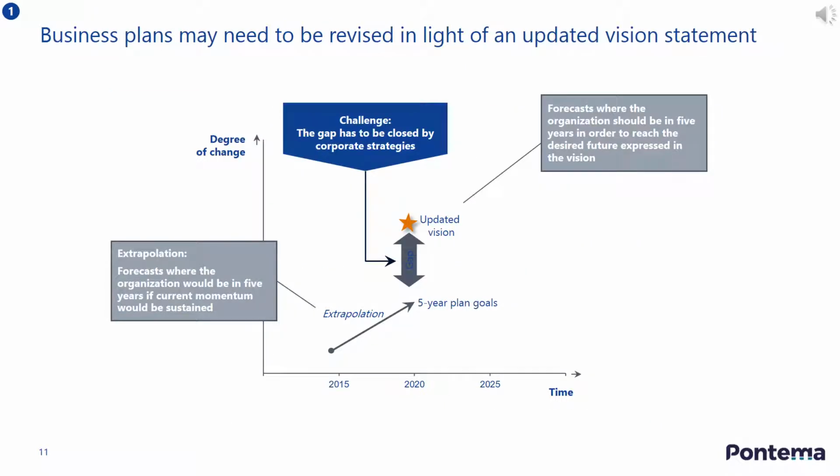It is worth bearing in mind that sometimes a new or updated corporate vision can change an organisation's growth trajectory. For example, if current momentum is sustained, an organisation can extrapolate to forecast where it will be in 5 years. But a more aggressive vision statement, perhaps from a new incoming CEO, can mean new corporate strategies are needed to ensure the organisation meets its new goals. Such strategies include reviewing the business unit portfolio or reviewing resource allocations.